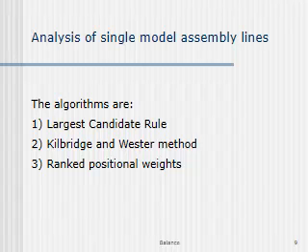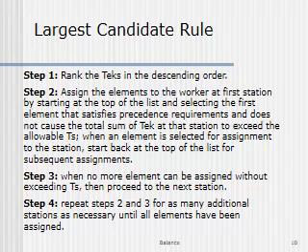Now we are going to see three line balancing algorithms. One is the largest candidate rule, the second is the Kilbridge and Wester method, and the third one is rank positional weightage. In this section we are going to see the largest candidate rule. There are some steps available, and if you implement this algorithm, there is a set of rules you need to follow.